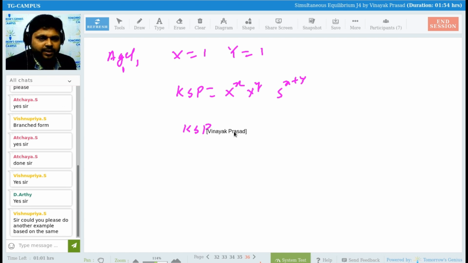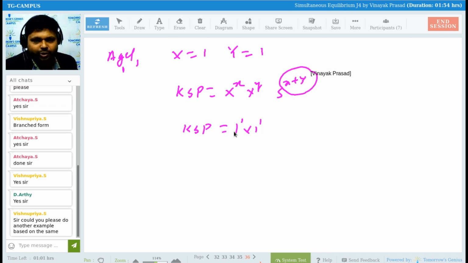The value of x is 1. 1 to the power 1, there is nothing else given. And y to the power y, that equals 1 to the power 1. So the value of x and y is 1. So the value of s will be 1 plus 1. Is it okay?